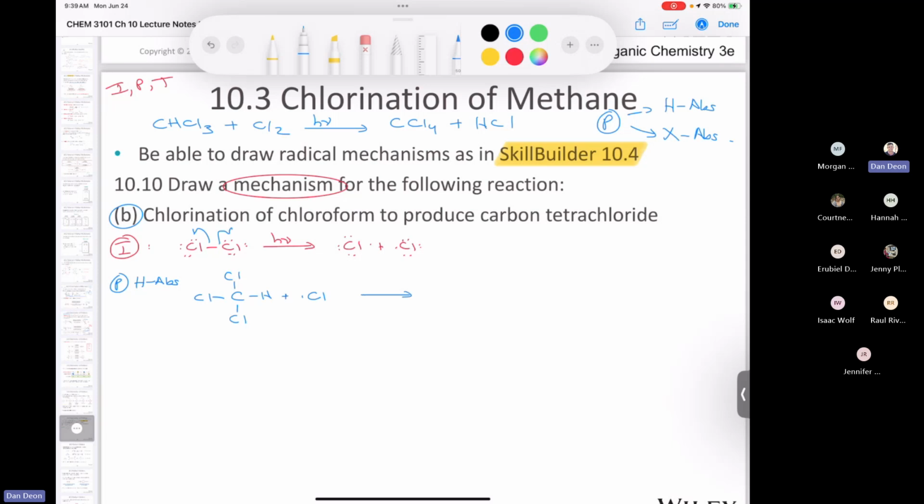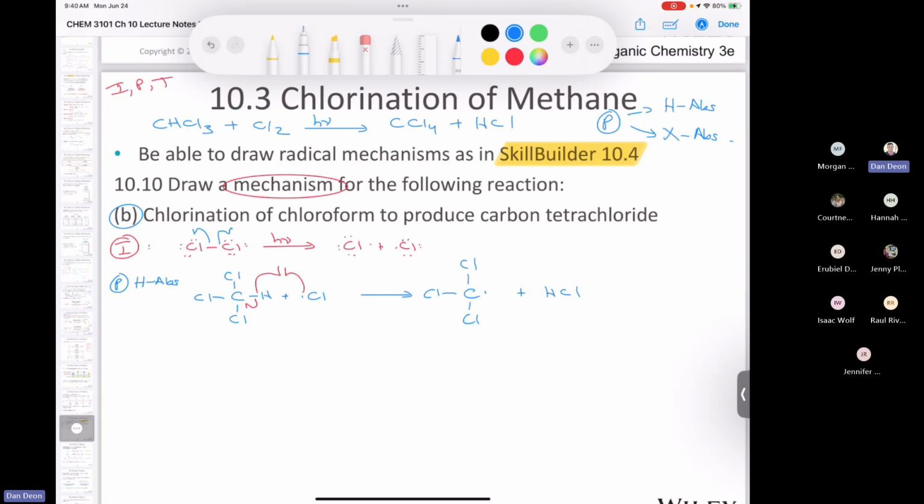So hydrogen abstraction. What's going to happen? The chlorine radical is going to form a bond with the hydrogen, and I'm going to be left over with my CCl3 radical. So I'm going to end up with carbon radical, 3 chlorines, and I'm going to end up with HCl.